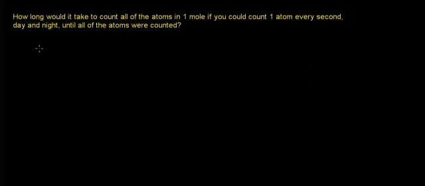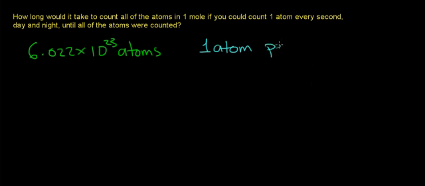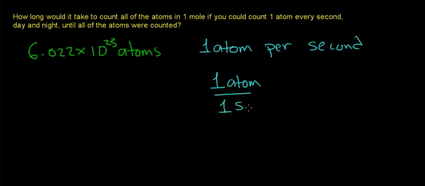So let's just summarize some of the information that the problem is telling us. We want to count out all of the atoms in a mole. So there are exactly 6.022 times 10 to the 23rd atoms in 1 mole. And the problem was also telling us that we can count 1 atom per second. So 1 atom per second would be the way that we think of it in an English sense. Now in a mathematical sense, we can say this as 1 atom per second with a little division sign per 1 second. All right, so let's use these two ideas to go ahead and calculate how long it would take to count out all of the atoms in 1 mole.